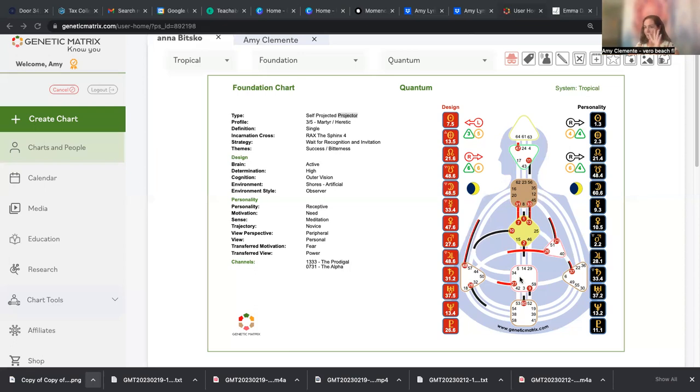So when we mentioned 4 motors previously, these 4 centers, some projectors can have these motors defined. And from those motors, they will get a source of energy. This is the will center.